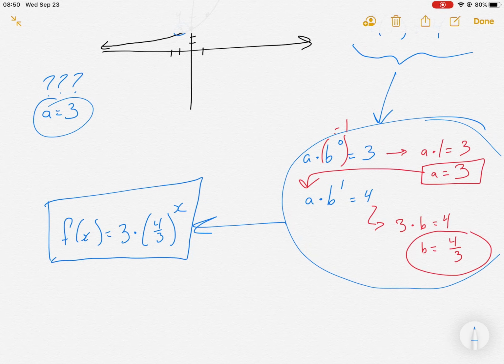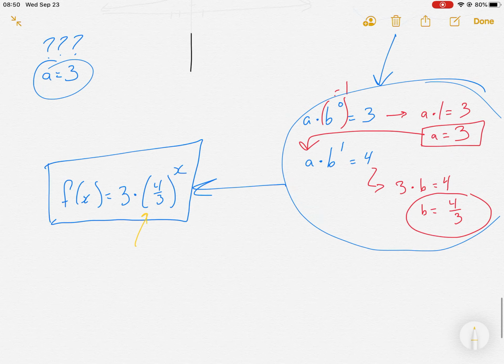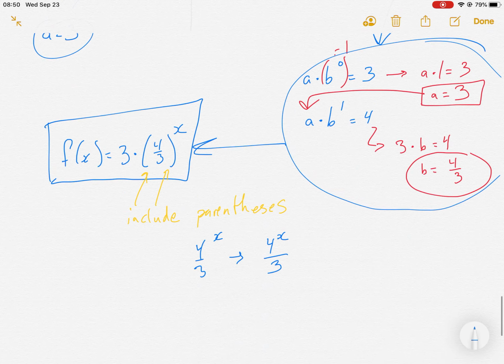Please make sure when you're writing this that you include those parentheses. If you don't, then it just looks like this, 4/3 to the power of x, which looks to me like you're saying 4 to the x divided by 3, which is definitely not the same as 4 over 3 to the power of x. So please make sure that you're including the parentheses.